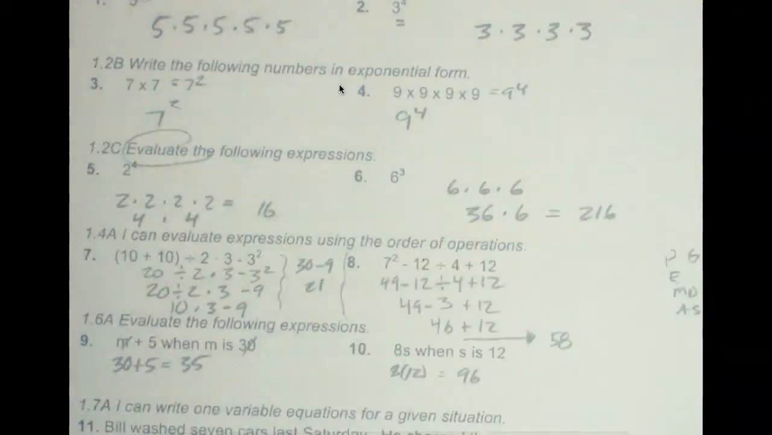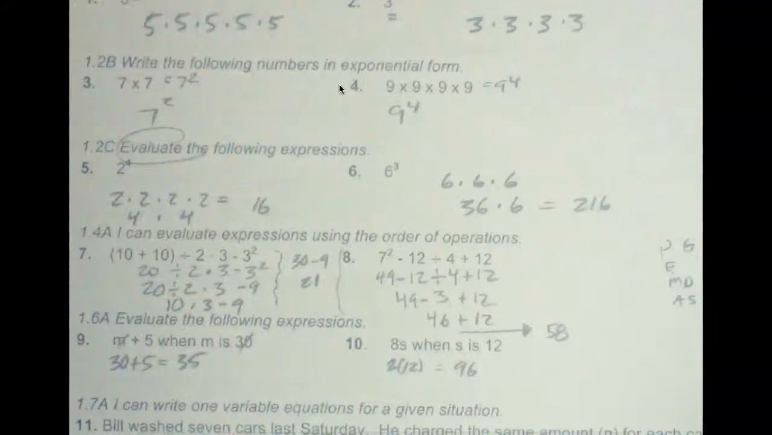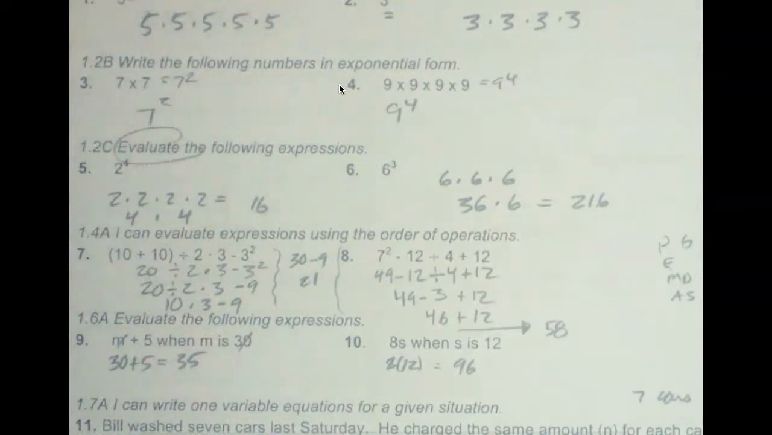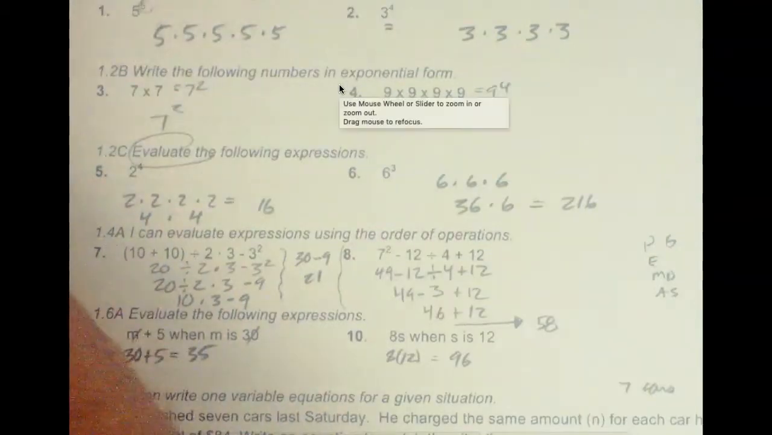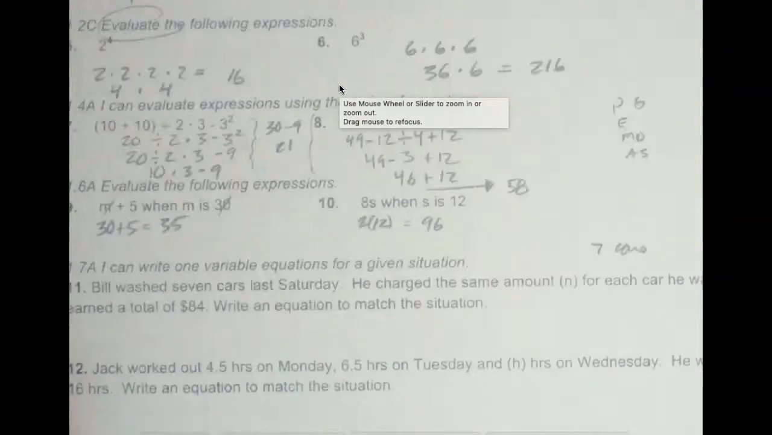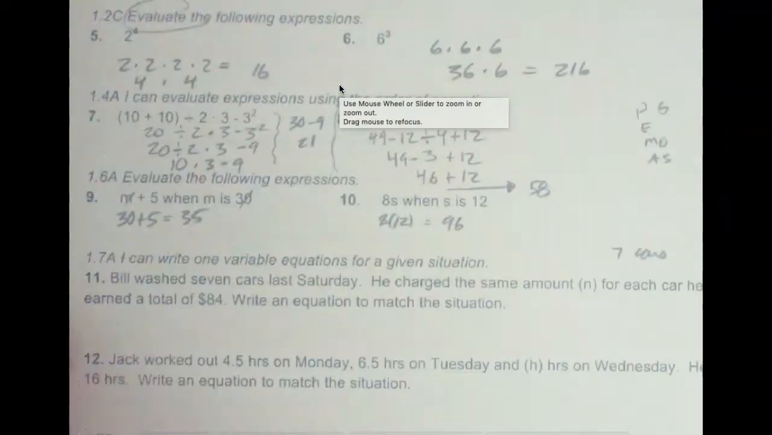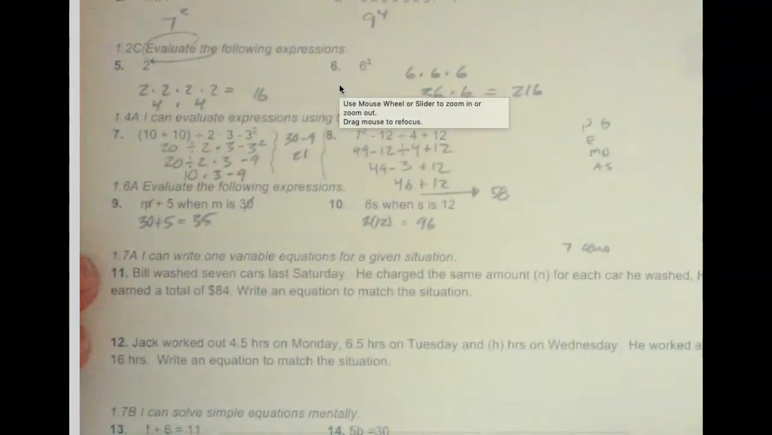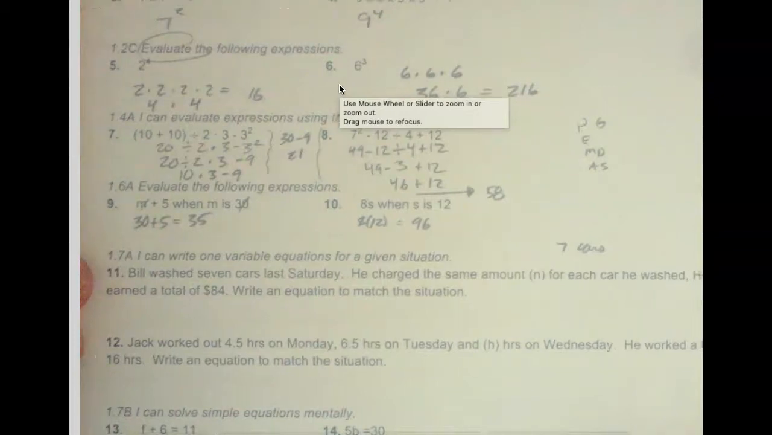So there's evaluating expressions. Now I can write one variable equations for a given situation. Bill washed 7 cars last Saturday. I always take notes when I read it. He charged the same amount for each car he washed. For each car that he washed, he earned a total of $84. Write an equation to match this situation.